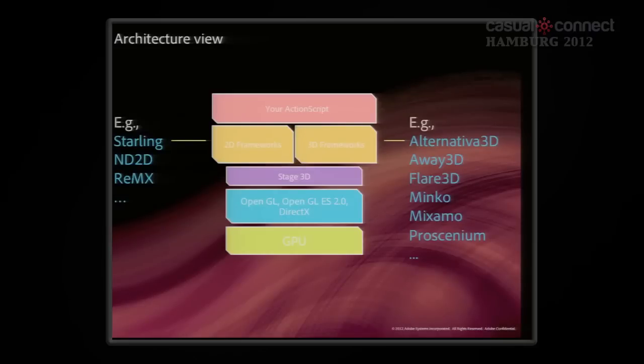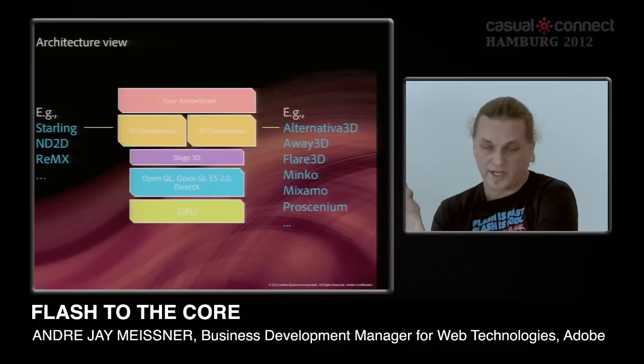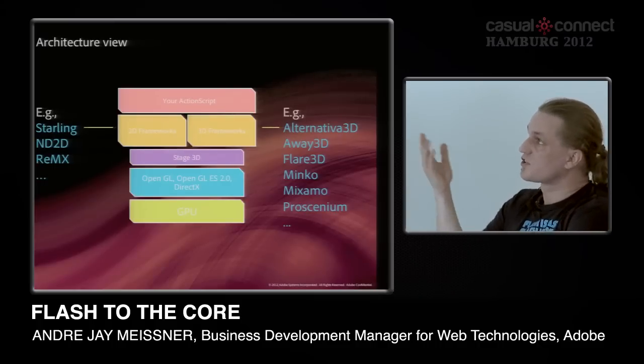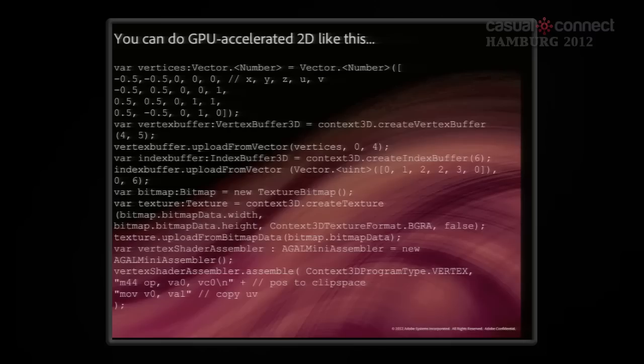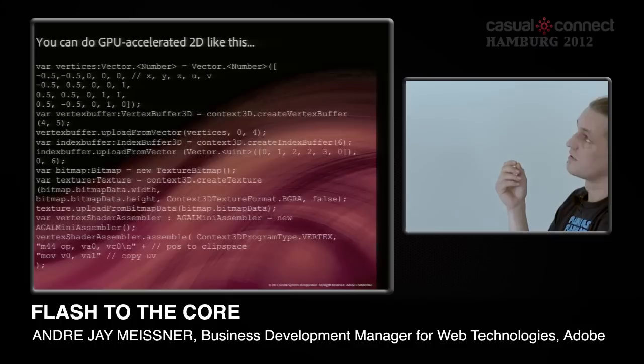So how do you achieve that? We're looking at the architectural view of that. It's just simple. Choose from an array of already existing frameworks, on the 2D or on the 3D side, and this is just a fraction of what is available on the market. Build your ActionScript knowledge on top of that, and let Stage 3D do the rest. It can be that simple. I mean, you could do GPU accelerated 2D, to be precise, like that. That's a valid way to do stuff.